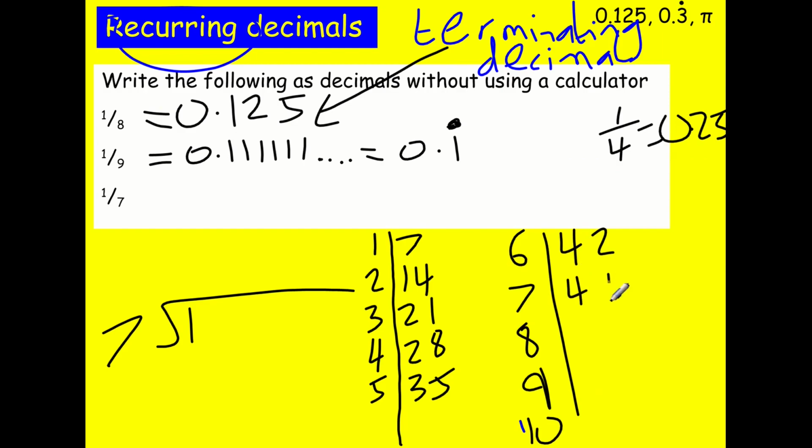42, 49, 56, 63, and 70. Okay, we're going to use that now.